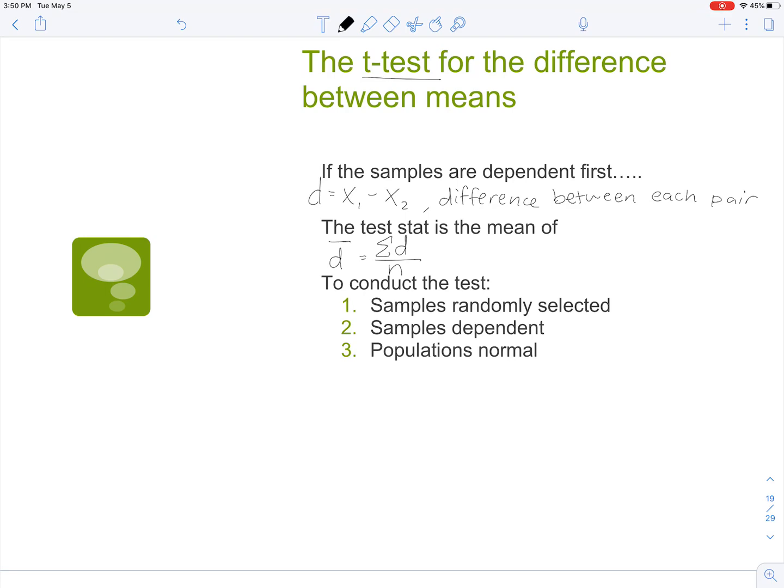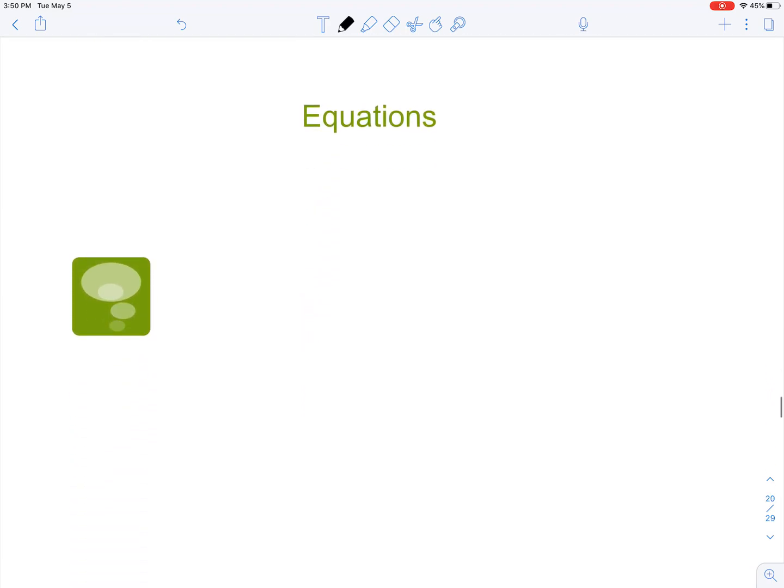So to conduct the test, the samples 1 must be random, 2 must be dependent, and that's the difference from sections 1 and 2 when we were using the z-test, and the populations must still be normal. The equations that we're going to need, which will be given to you on the test, is first the test stat, which is d bar, the sum of the d's divided by the number of pairs.